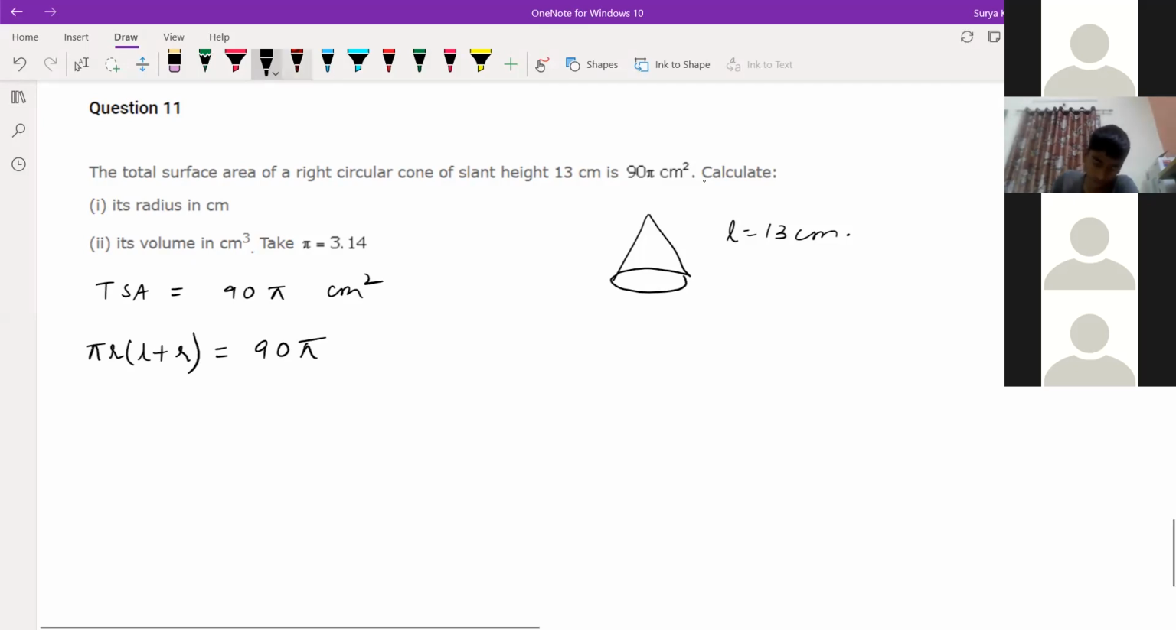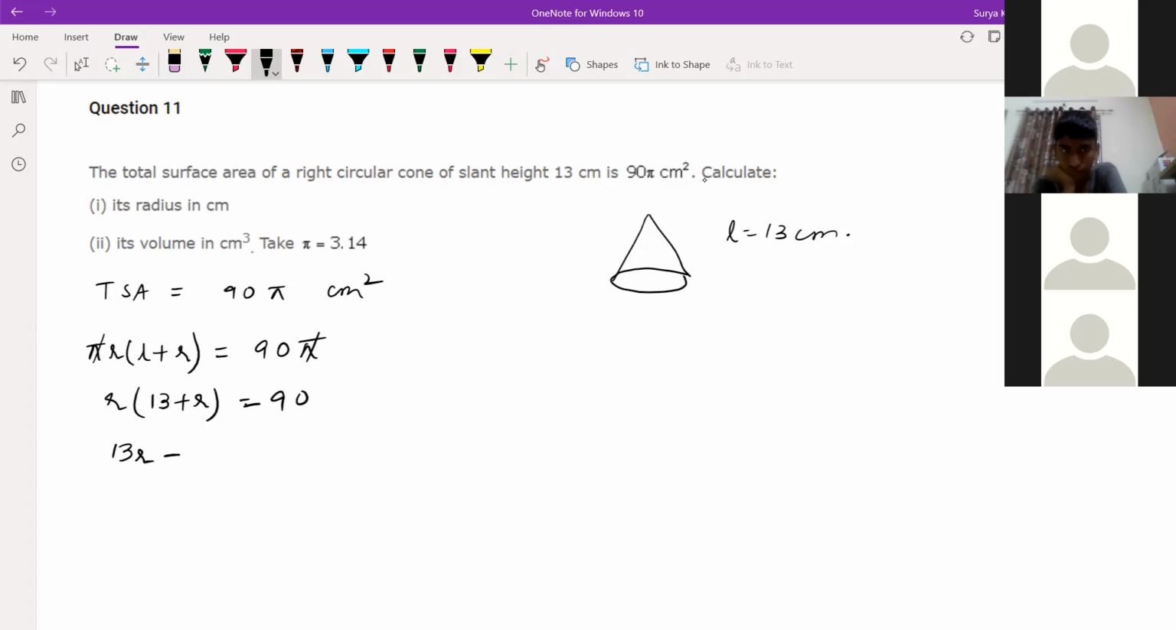So pi will get cancelled. The L value you already know, so we can write here (13 plus R) is equal to 90, correct? So we get R into 13, that is 13R plus R square is equal to 90, and we can write R square plus 13R minus 90 is equal to 0. We have bifurcated this, right?